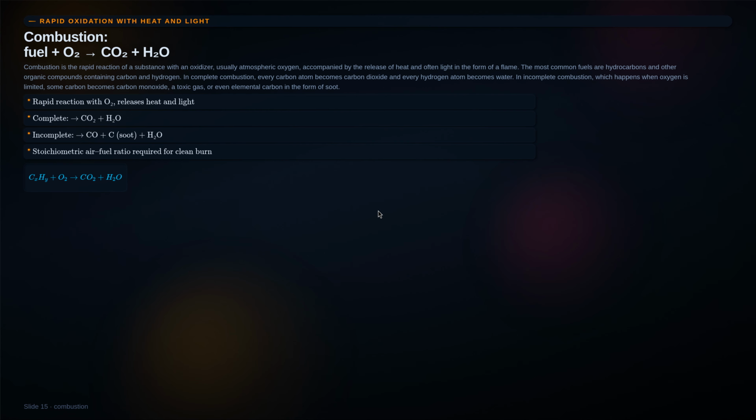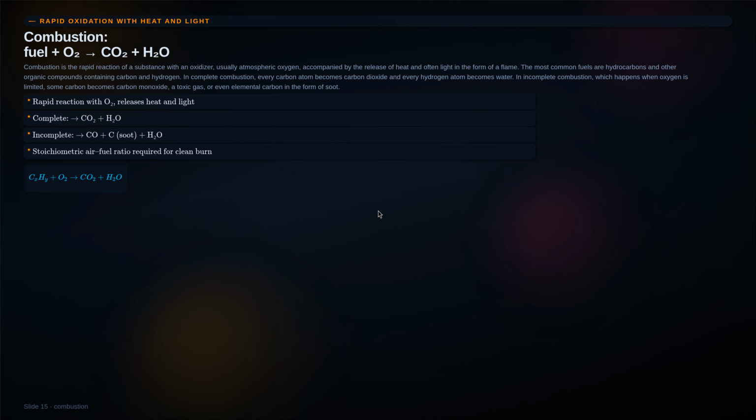A combustion reaction occurs when a substance reacts rapidly with oxygen, releasing energy as heat and light. The general pattern is a hydrocarbon or other fuel plus oxygen yields carbon dioxide plus water plus energy. When there is plenty of oxygen, the combustion is complete, and the products are carbon dioxide and water. When oxygen is limited, the combustion is incomplete, and you get carbon monoxide, soot, or even unburned carbon plus water.